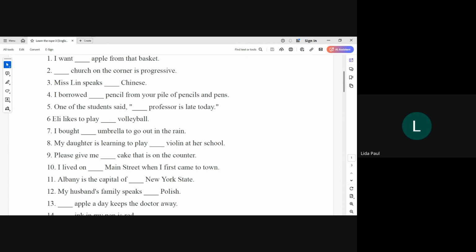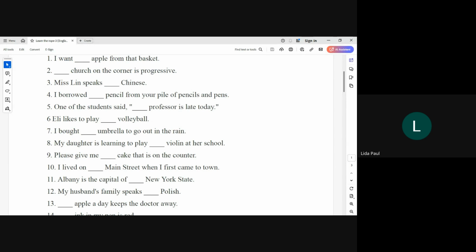Okay, 9th one. Please give me dash cake that is on the counter. The cake. The cake that is on the counter, because it's specific and you get that from the context of the sentence, and so you use the.